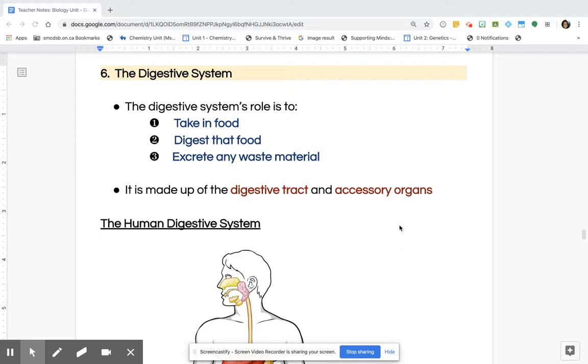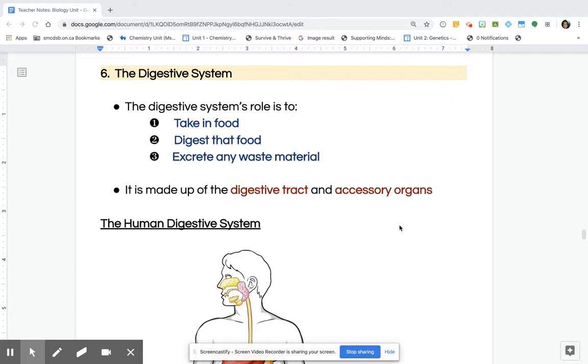So we start with cells, and then a group of cells become a tissue, a group of tissues become an organ, a group of organs become an organ system, and a group of organ systems become an organism. And so today we're going to talk about a specific type of organ system. So we're going to talk about the digestive system.